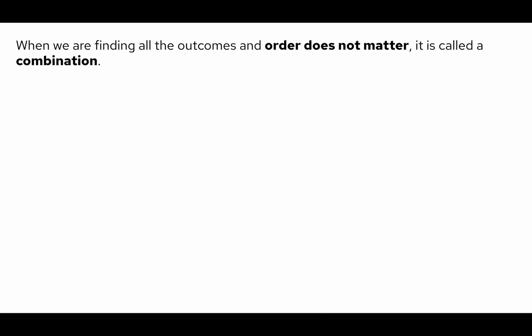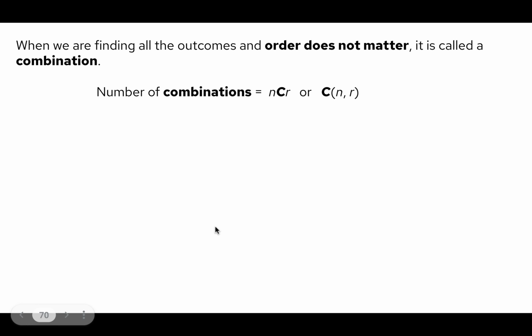So when we're finding all the outcomes and order does not matter, we call that a combination. The number of combinations equals this. Oh, that's kind of funny looking. Or sometimes we write it like this. Well, when I made the C, see how I made it in bold? Because the C actually stands for combinations. Let's change that N.